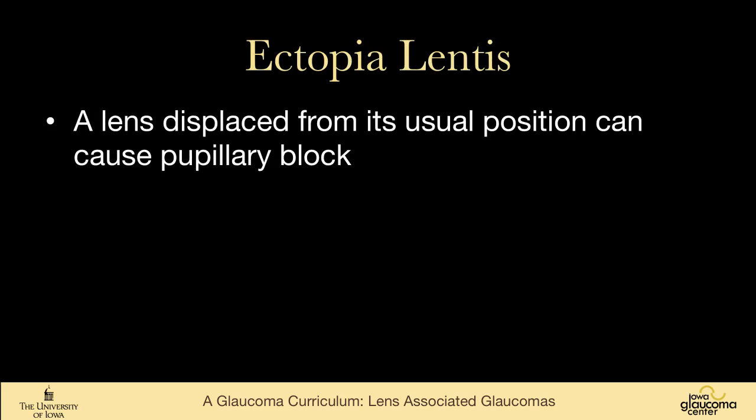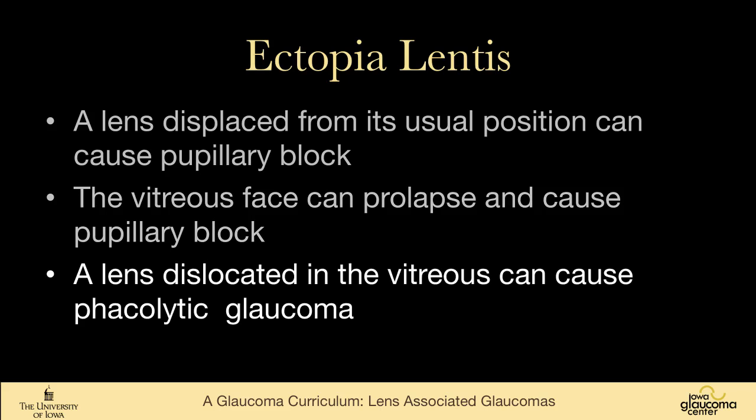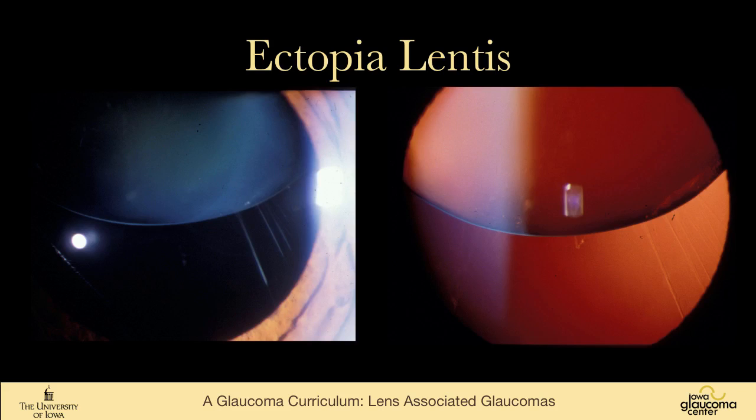Ectopia lentis just means that the lens is dislocated, is displaced from its usual position, and that can cause pupillary block. Or if the lens is completely dislocated into the vitreous, the vitreous face can prolapse and cause pupillary block. And as I mentioned early in this talk, a lens dislocated into the vitreous can cause phacolytic glaucoma, although that's pretty uncommon. This is just a picture of a patient with ectopia lentis. The lens is displaced superiorly here, just a few little zonules hanging on for dear life.